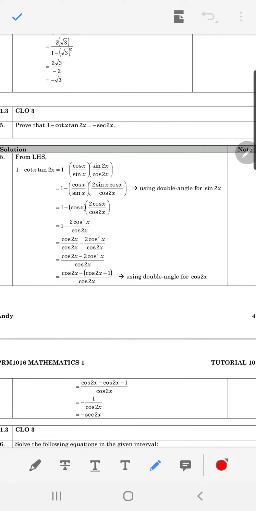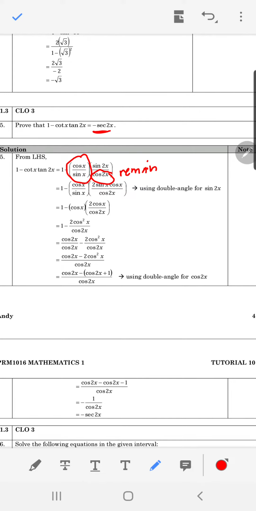So first of all, we change the cot to cos over sin, and tan 2 theta is sin 2 theta over cos 2 theta. Always refer to the right hand side. The right hand side is theta in terms of 2x. So it means that this cos x and sin x you have to eliminate, and then you have to remain this one.